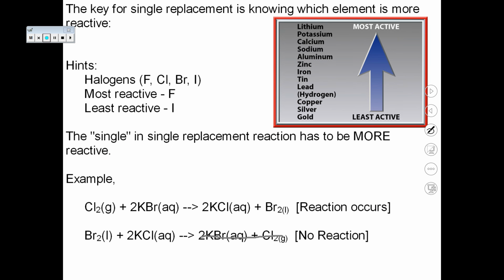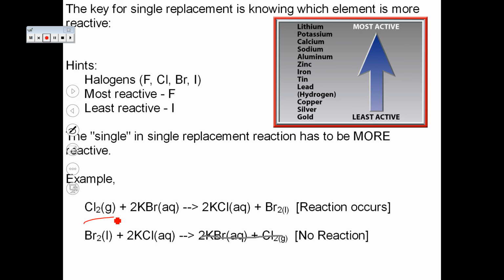Okay. The key for single replacement is knowing which element is more reactive. Hint, for the halogens, you look at the halogen list. The most reactive one is on the top, which is fluorine. The least reactive one is iodine, which is on the bottom. The single in a single replacement reaction has to be more reactive. So the single guy has to be higher up on that list.